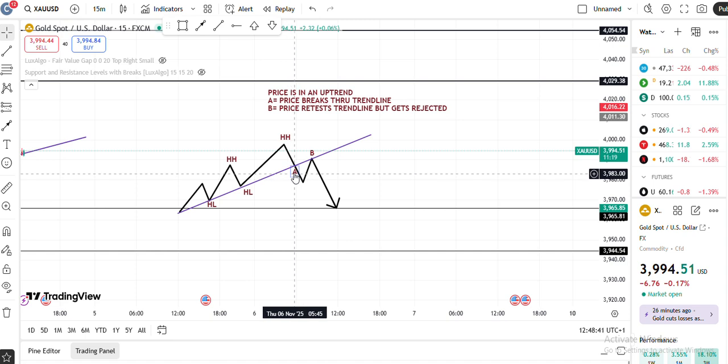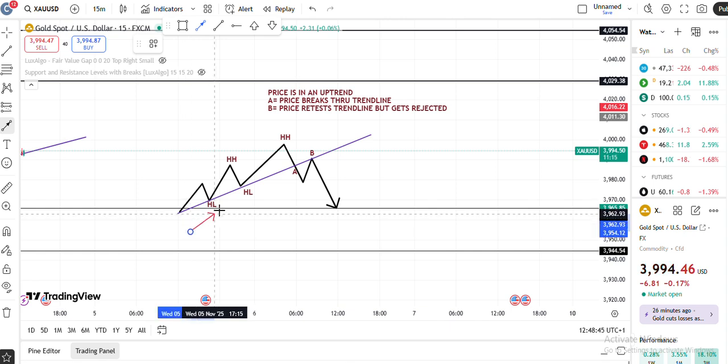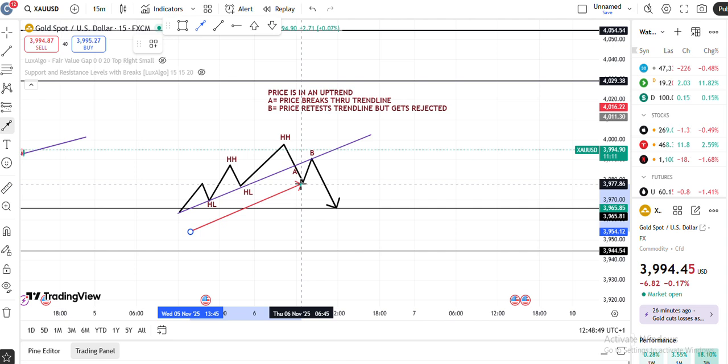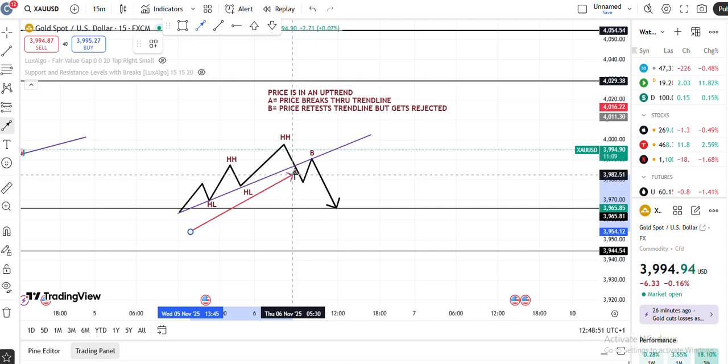So this line A here, we have a break of trend. Price has been going up, but now price broke through the trend line. Okay. Now, sometimes if you jump into a sell here, you see what happened here? Price came down and then started going back up.